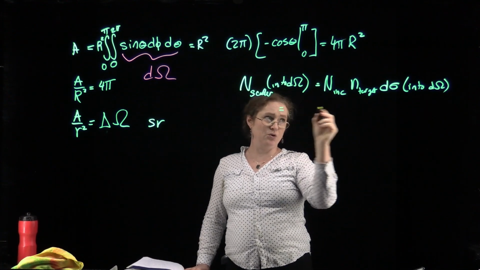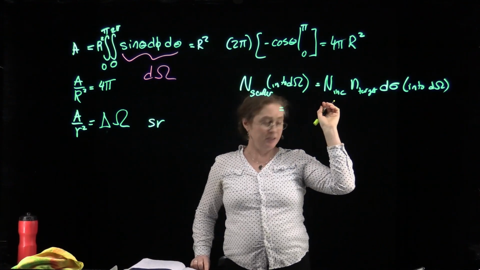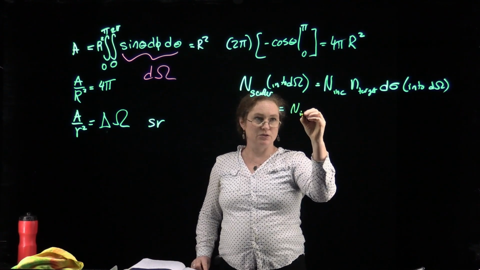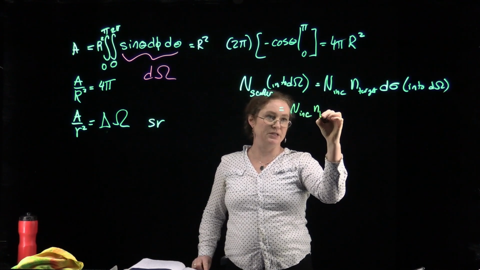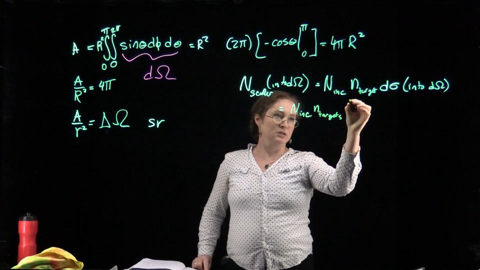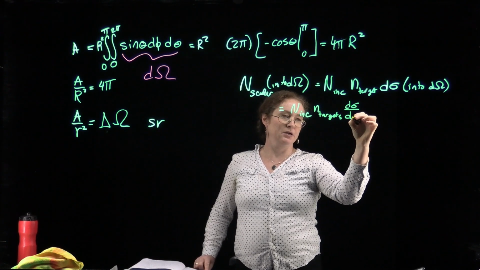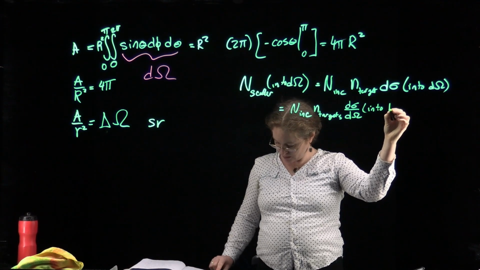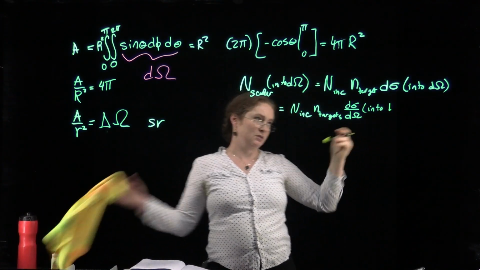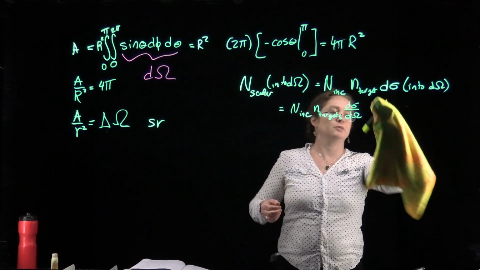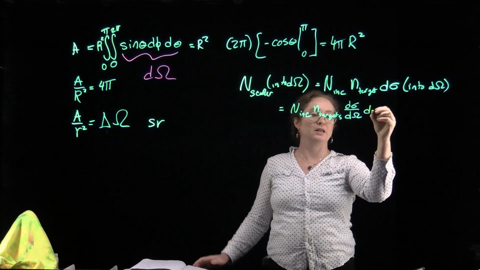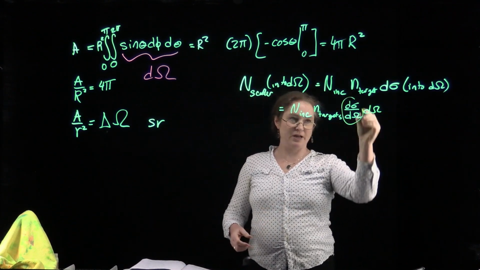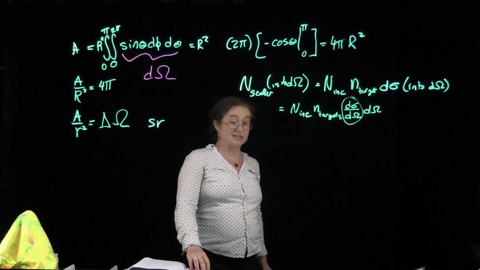And I can always multiply on top and bottom by capital D omega. So the number incident times the number density of targets, d sigma d omega, times d omega. I'm going to just drop some of the subscripts to make life a little bit easier on myself. And this guy right here, we call the differential scattering cross-section.